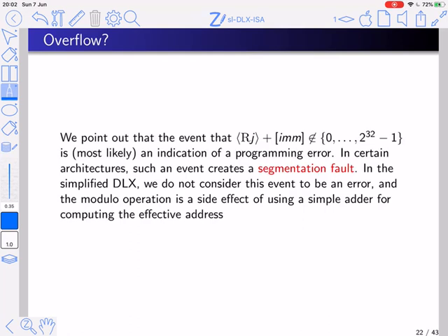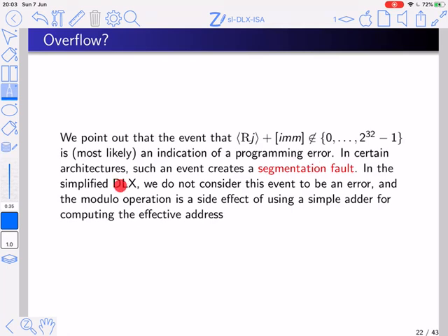Now, we point out that the sum of the number represented by RJ in binary and the number represented by the immediate in 2's complement need not be a number between 0 and 2 to the power of 32 minus 1, which are the possible indices of our memory. If this event occurs, that the sum is not representable by 32 bits in binary representation, then this is most likely an indication of a programming error. In certain architectures, such an event creates what is called a segmentation fault, which immediately stops the execution of your program.